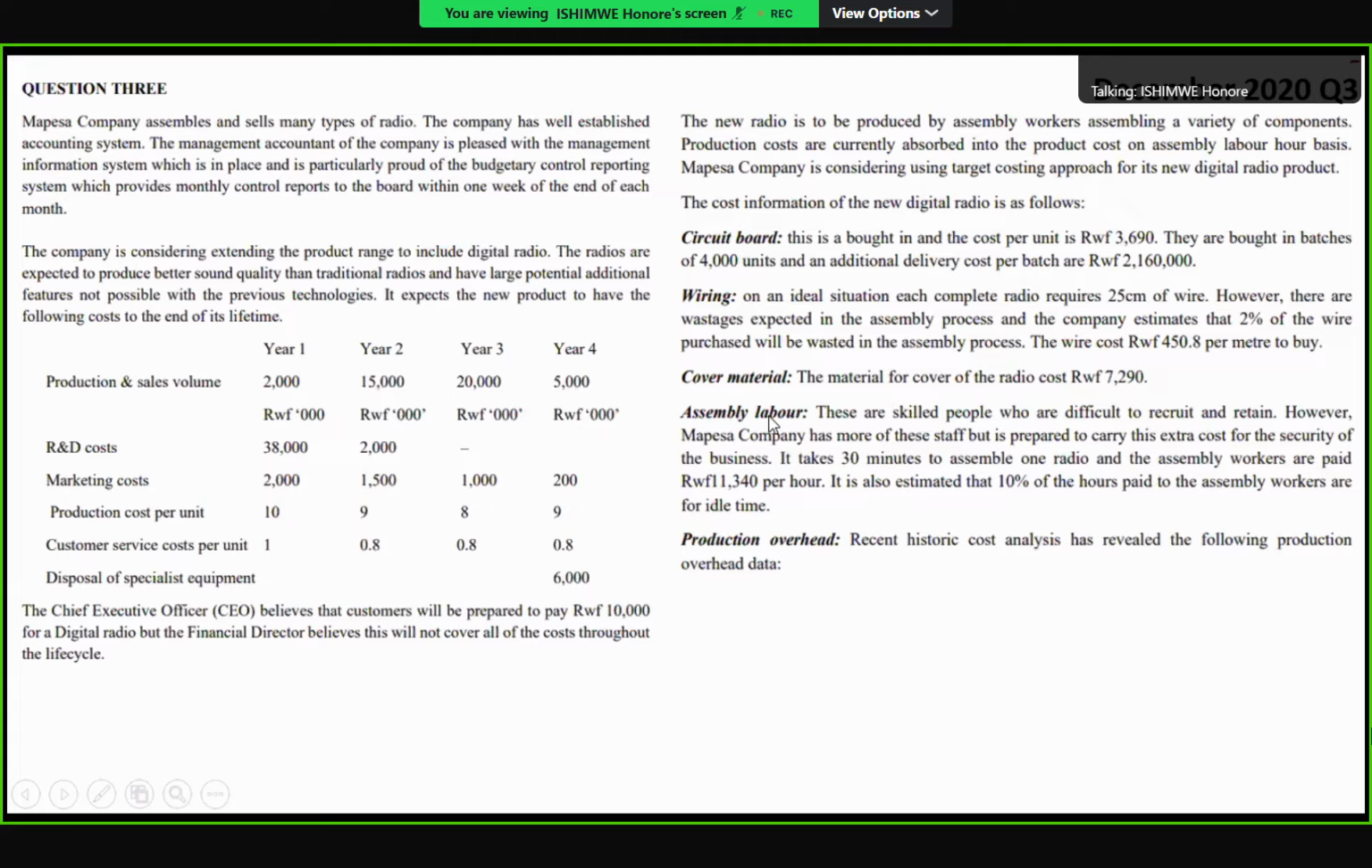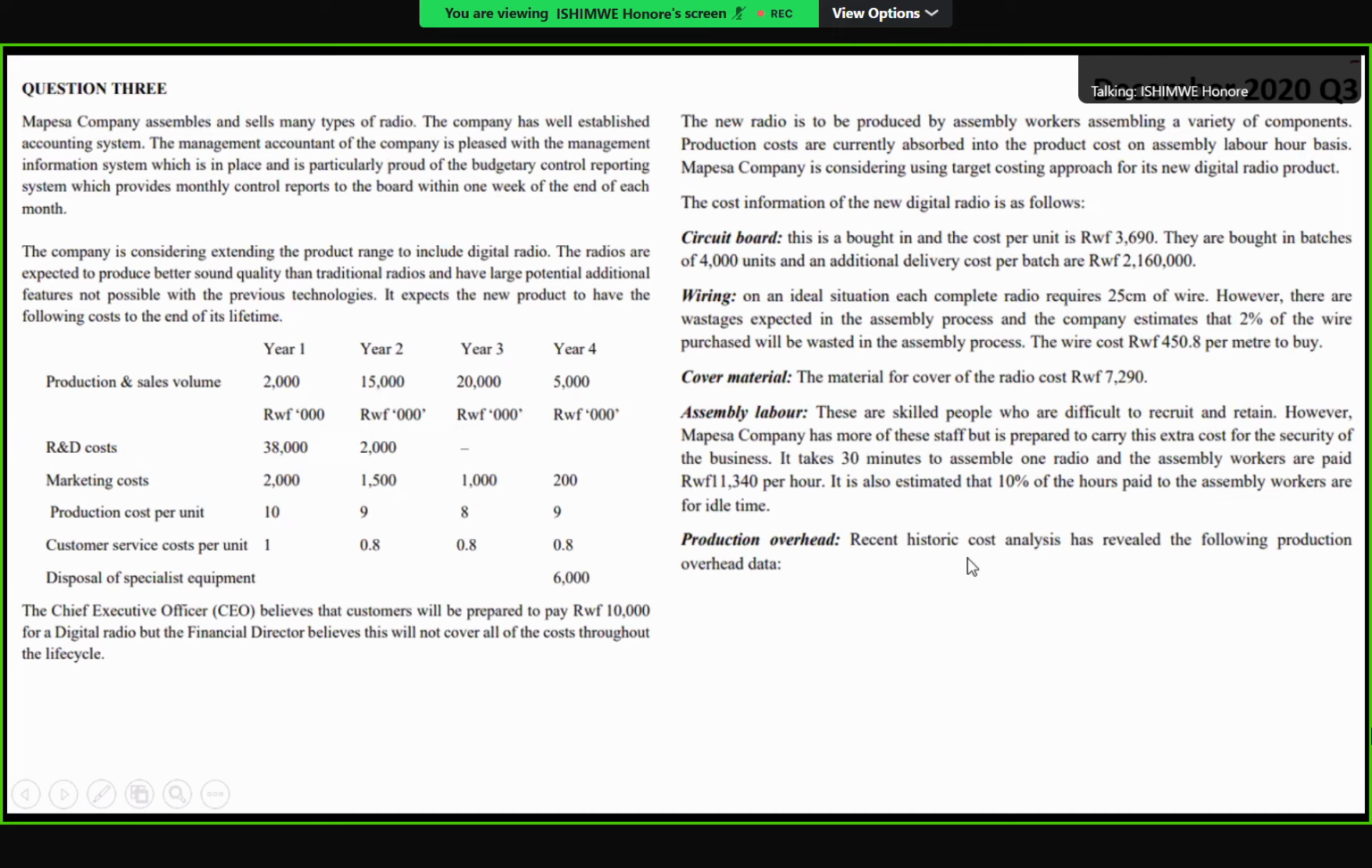Assembly labor: these are skilled people who are difficult to recruit and to retain. However, Mapesa company has more of this staff but is prepared to carry this extra cost for the security of the business. It takes 30 minutes to assemble one radio, and the assembly workers are paid 11,340 francs per hour. It is also estimated that 10% of the hours paid to the assembly workers are for idle time.